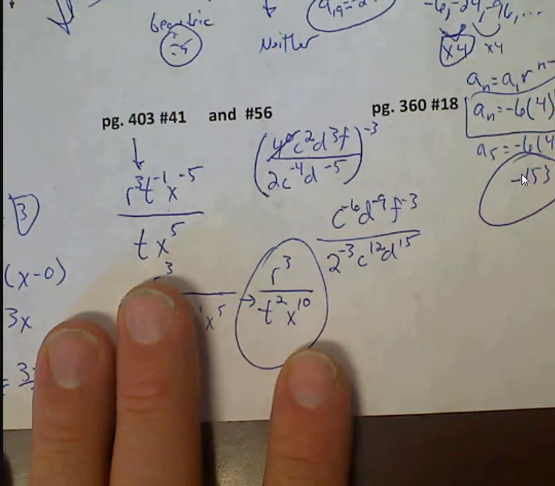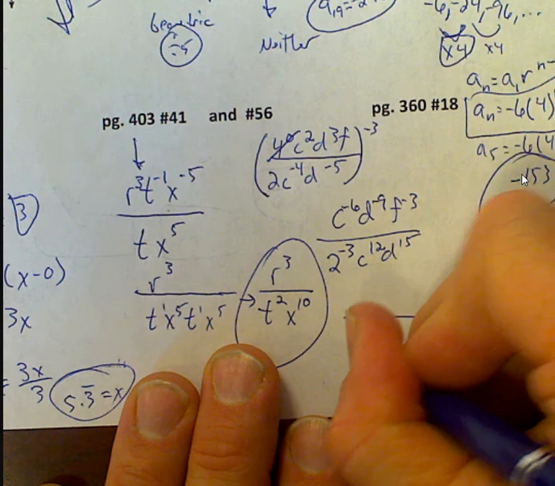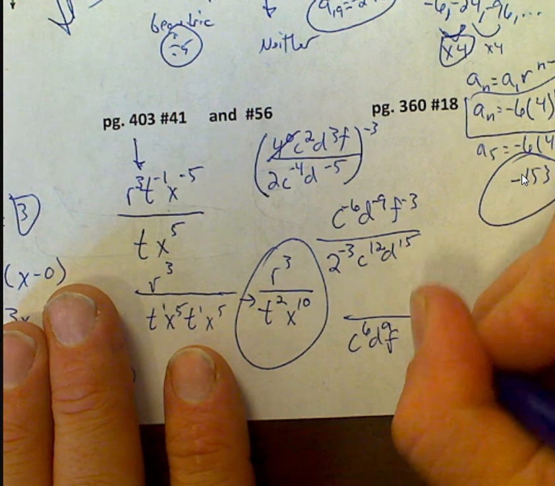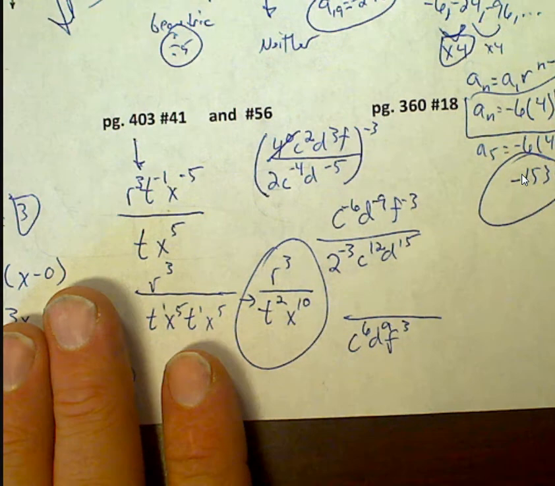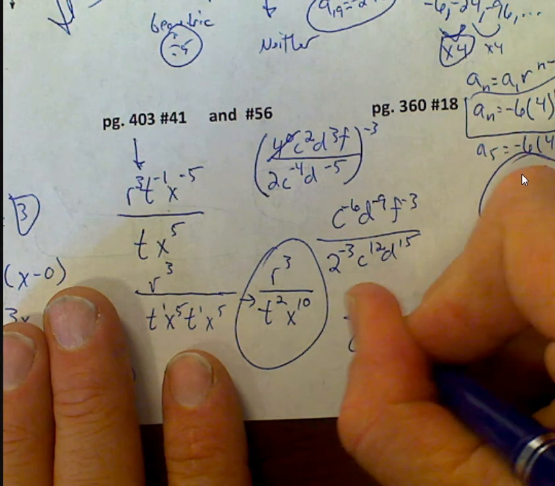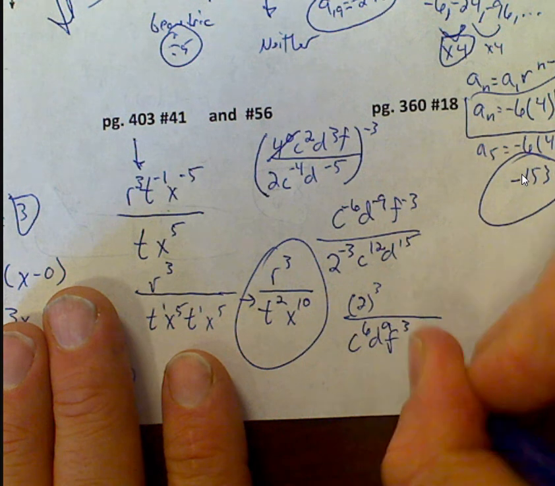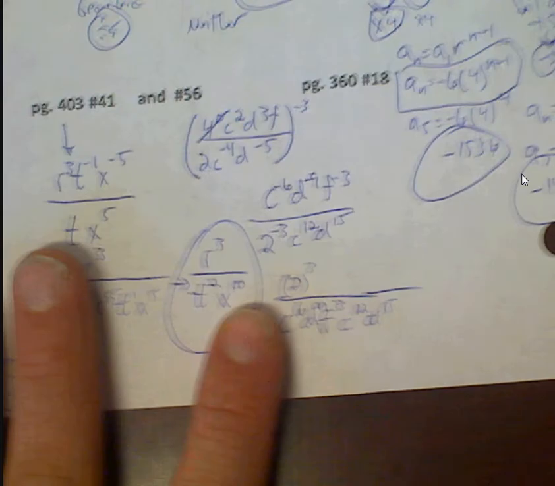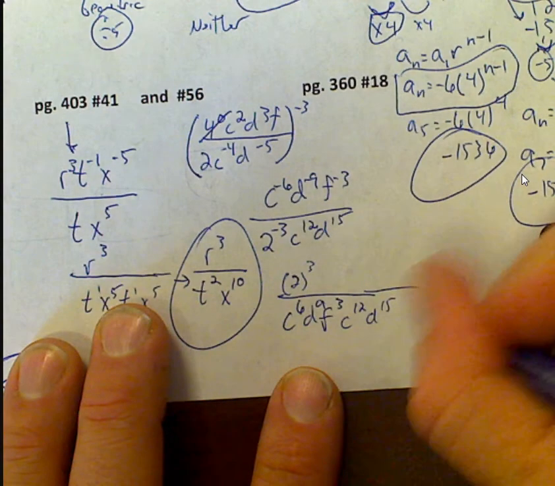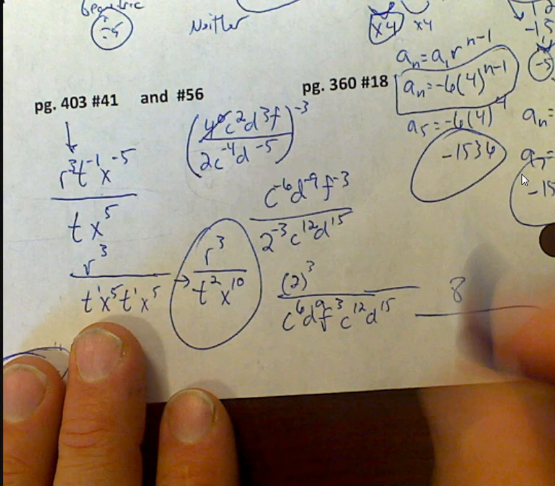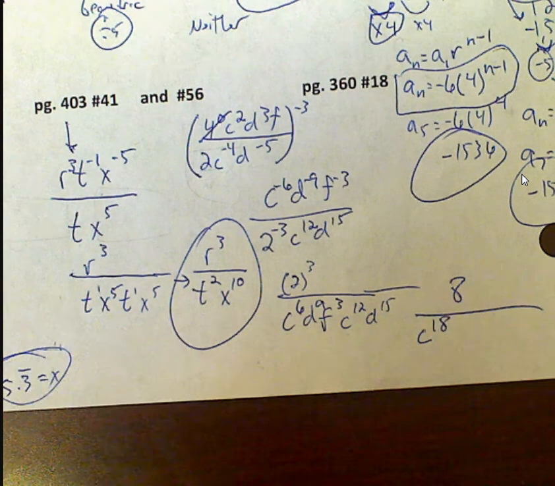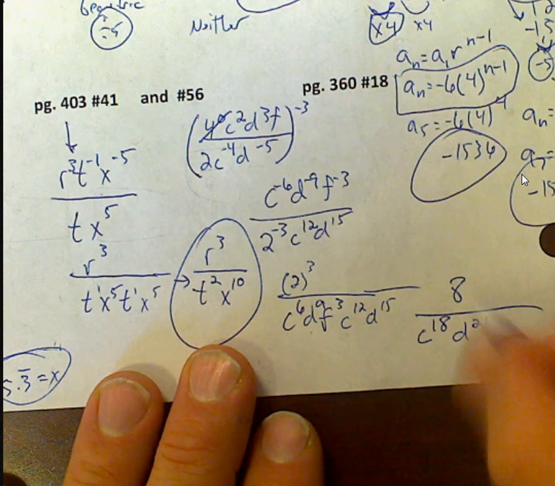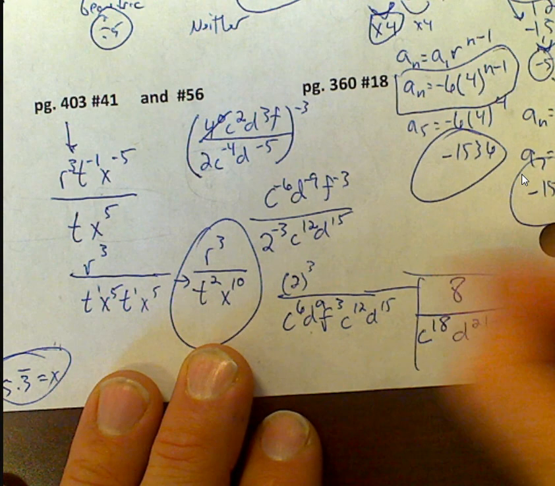Now I need to change my levels. C to the 6 goes on bottom, d to the 9 goes on bottom, f to the 3 goes on bottom. 2 to the negative 3 goes on top. C to the 12 stays, d to the 15 stays. 2 to the third becomes 8. C to the 6 and c to the 12 on the same level become c to the 18. D to the 9 and d to the 15 become d to the 21. F to the 3 stays on bottom.